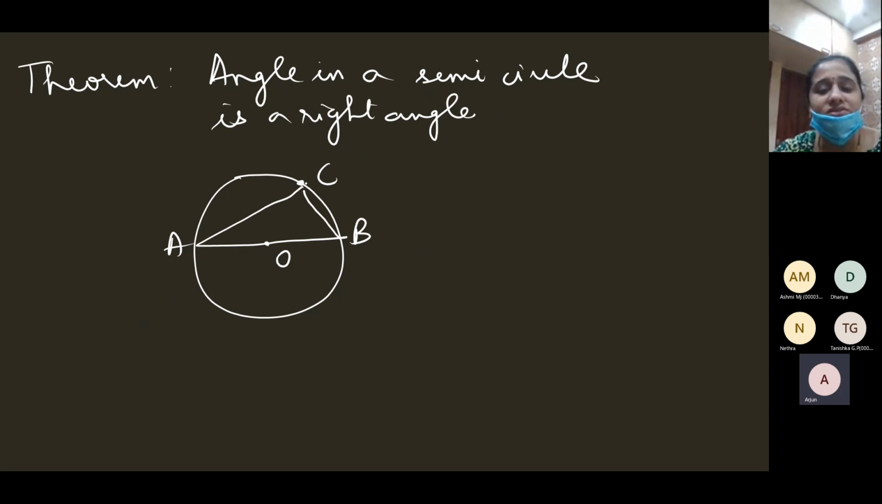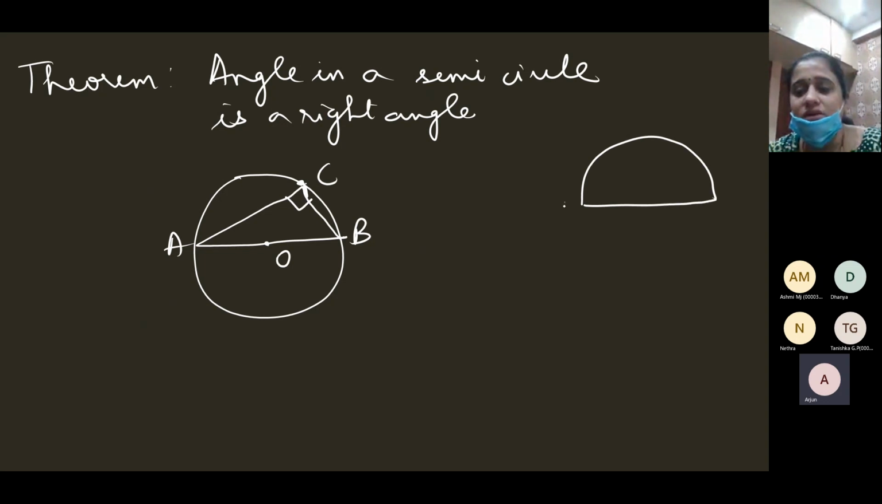Now we take a point C on the circumference of the circle and we join A to C and B to C. And an angle is formed here. This angle is a right angle. Angle in a semicircle, because this is a semicircle, right? See here, this is a semicircle. This is A, this is O, this is B, this is C. Angle in a semicircle is a right angle.